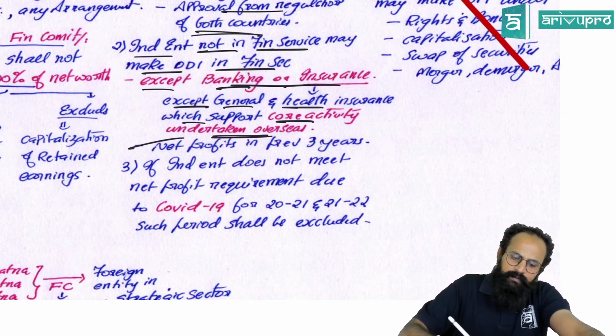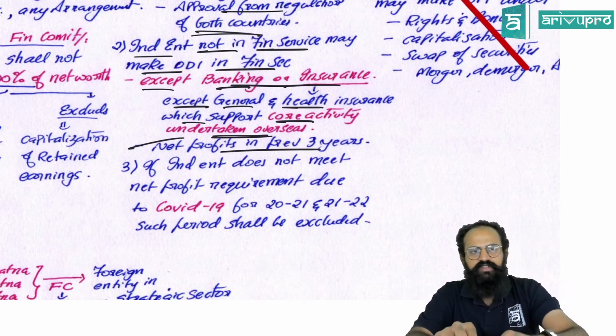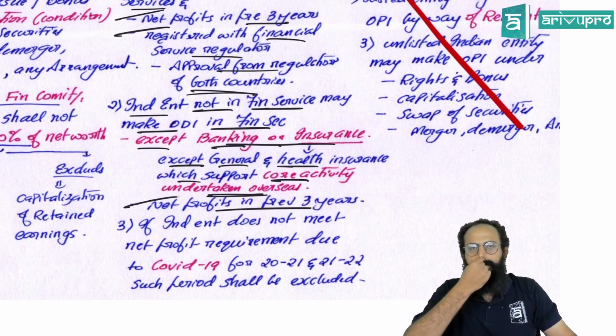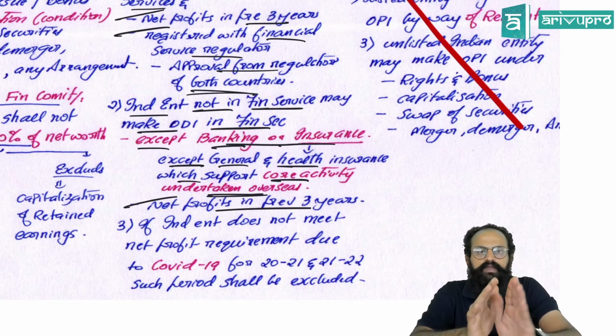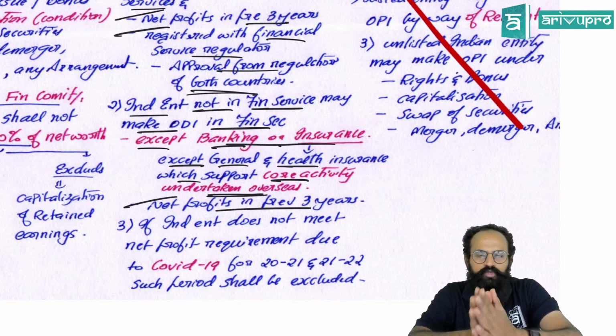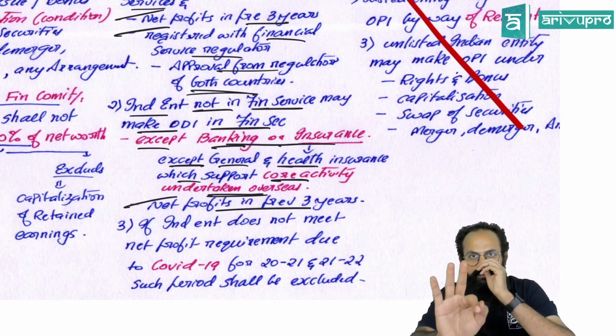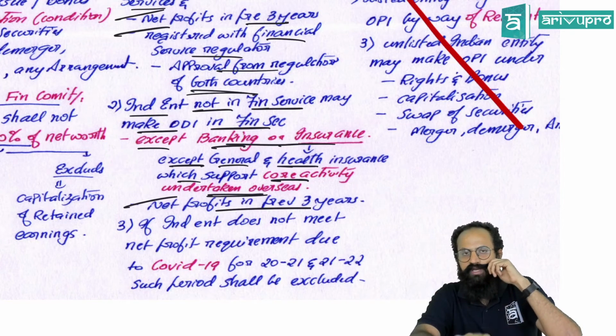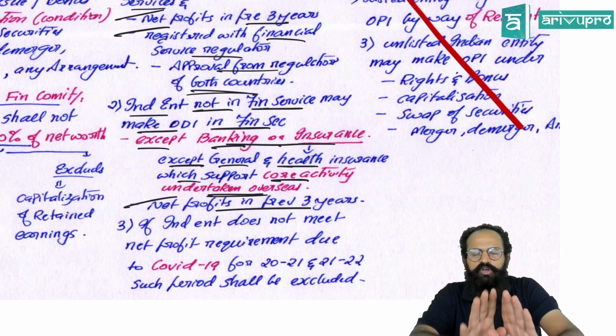Okay. And you should have net profits in the previous 3 years. Again, I'll sum up everything. What does it say? An Indian entity cannot invest in the financial service sector. Yes, sir, provided you should also be in the financial service sector. 3 years profits, you should be registered here, and also approvals are taken.